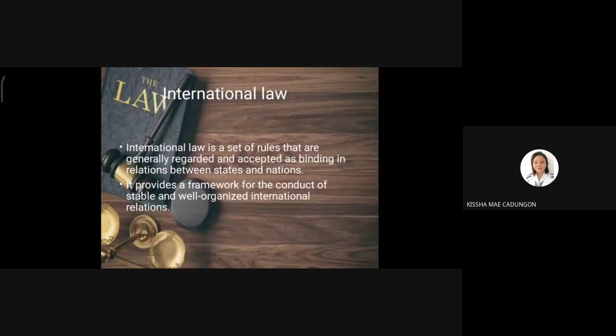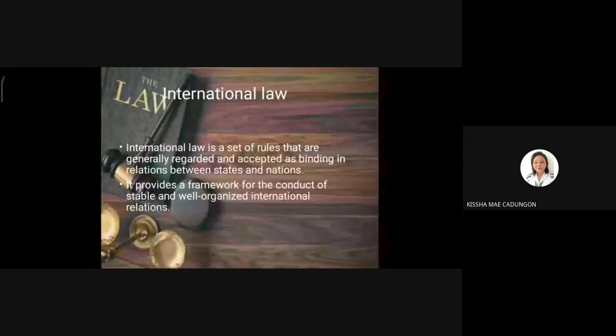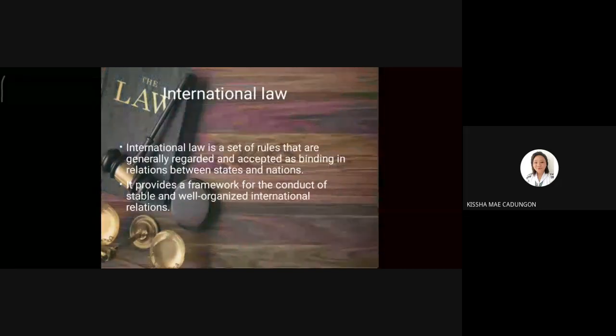Let's take an example. Treaties are a formal agreement of two countries or many countries. One example of a treaty that happened in our country is the Treaty of Manila, which happened in 1946, where the United Nations and the Philippines agreed on the independence of our Republic of the Philippines. And also, it provides a framework for the conduct of stable and well-organized international relations.